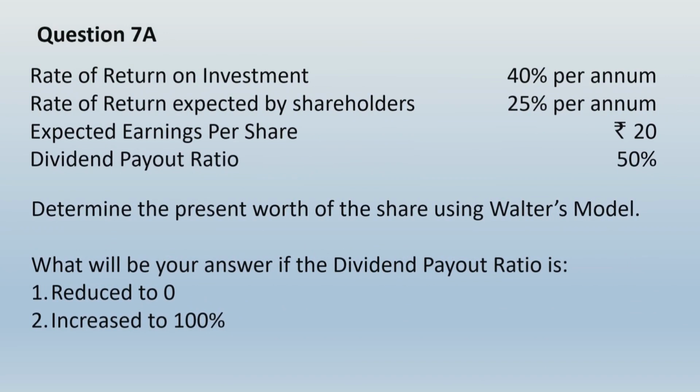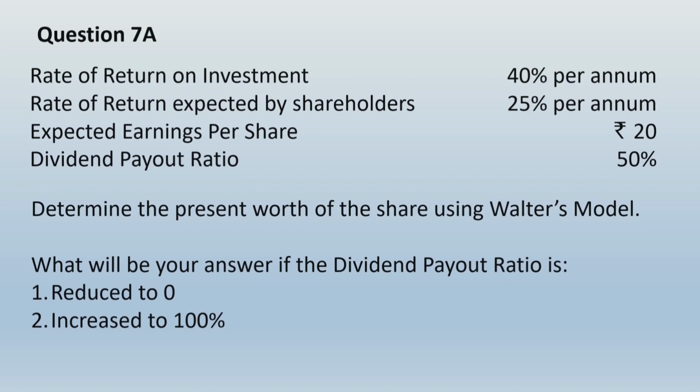Here is the information given. Question 7A indicates the rate of return on investment is 40% per annum. The rate of return expected by shareholders is 25% per annum. Expected earnings per share is rupees 20. Dividend payout ratio is 50%. Determine the present worth of share using Walter's model. And then it says, what will be your answer if the dividend payout ratio is reduced to 0 and then increased to 100%? We will definitely answer that later part later.